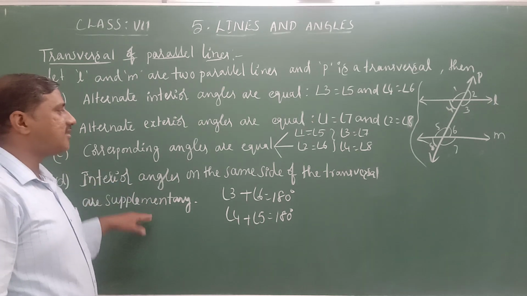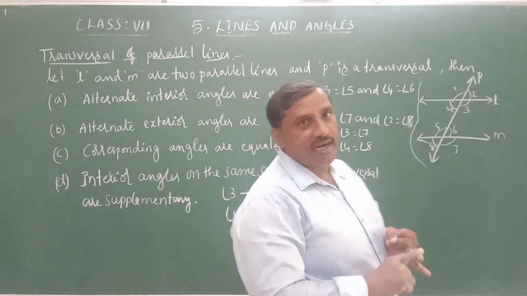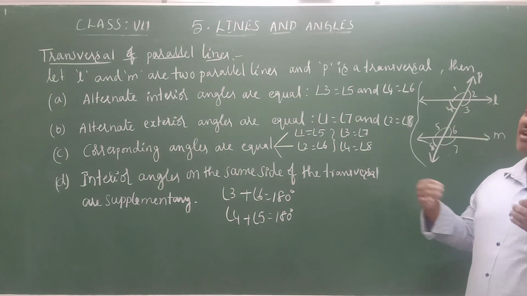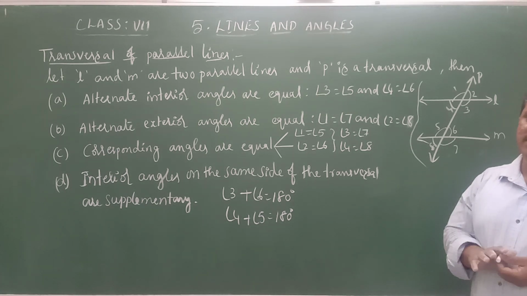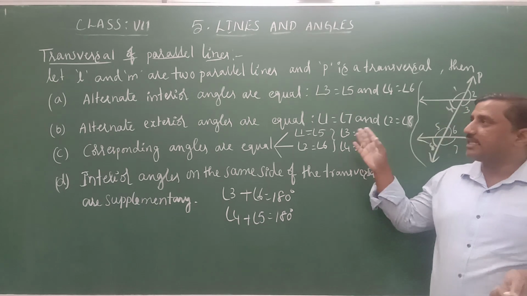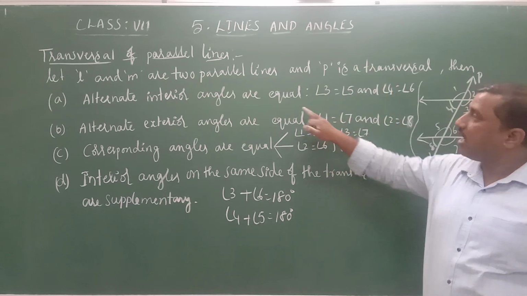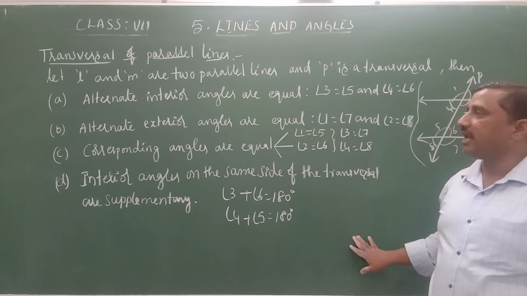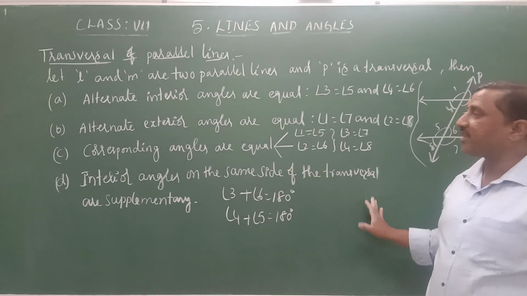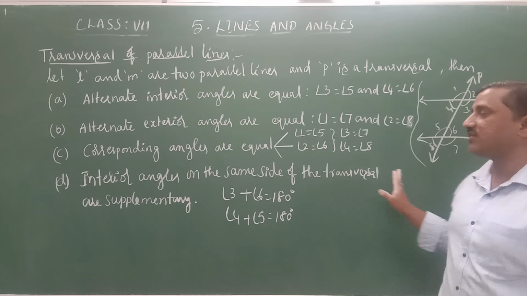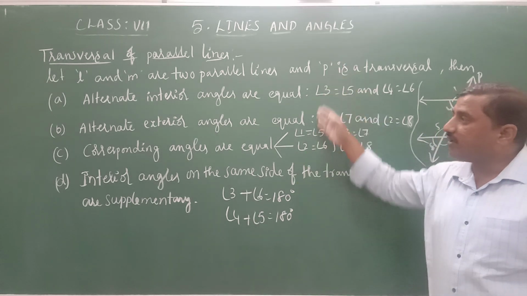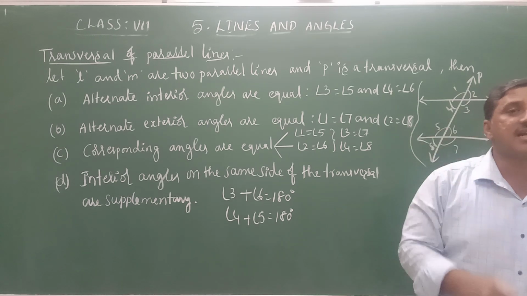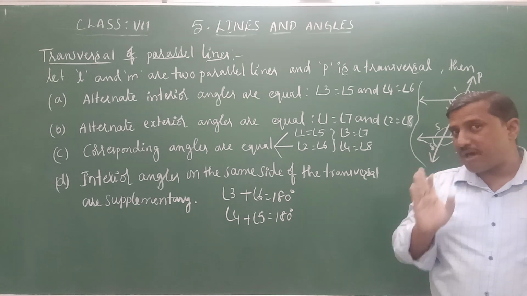They are supplementary angles. Corresponding angles are equal. Alternate interior angles are equal. Alternate exterior angles are also equal. If you are given any two lines and a transversal, and the transversal satisfies any one of these properties, that is the alternate interior angles property, alternate exterior angle property, corresponding angles property, or interior angles on the same side of the transversal being supplementary, then the 2 lines are parallel lines.